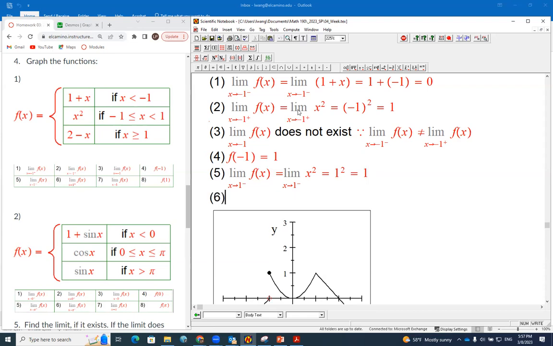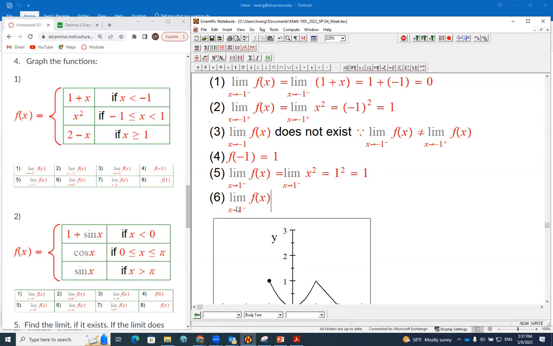Number 6, right? Approaching 1 from larger than 1, right? And that will be a different rule. From larger than 1. You need to take care of all these little details. This time the rule is 2 minus x. Okay, and you substitute, direct substitution, 2 minus 1 equals to 1.